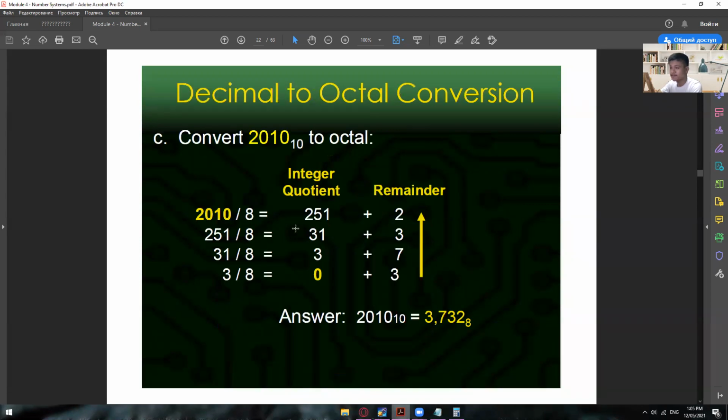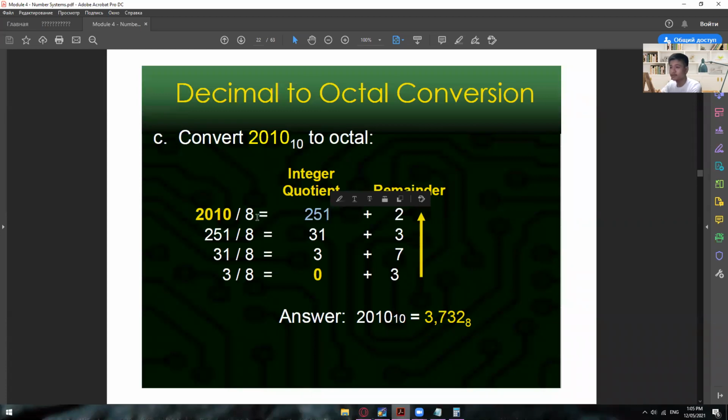So let's have one more example. Convert this 2010 base 10 to octal. So in here we now have a divisor of 8. So 2010 divided by 8. In here, you're now going to need a calculator. Just type 2010 divided by 8. So you will get here 251.25. So just put here 251 and then you can get the 0.25.